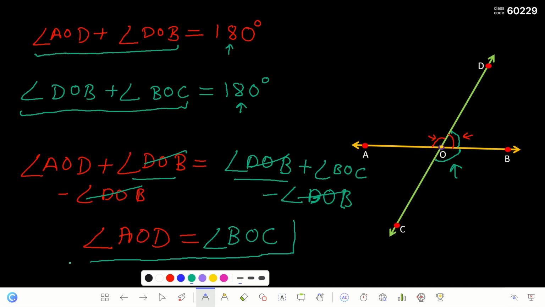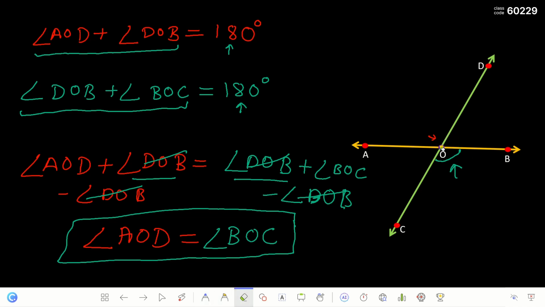Now let us look at what this actually means. What is angle AOD? Let me just clear this stuff up. Angle AOD is this angle AOD. And what is angle BOC? Angle BOC is this angle. So it says that angle AOD equals BOC. So these two angles must be equal. That is a new thing we've learned now. These two angles are also equal in case where we have two lines that intersect at a given point.